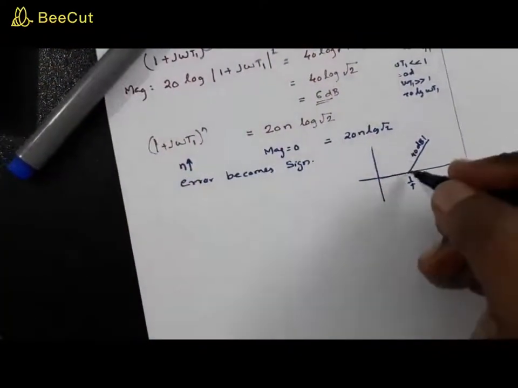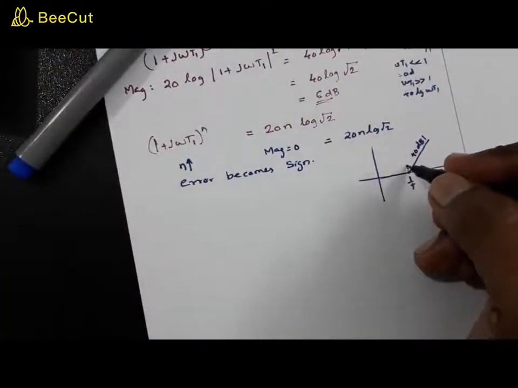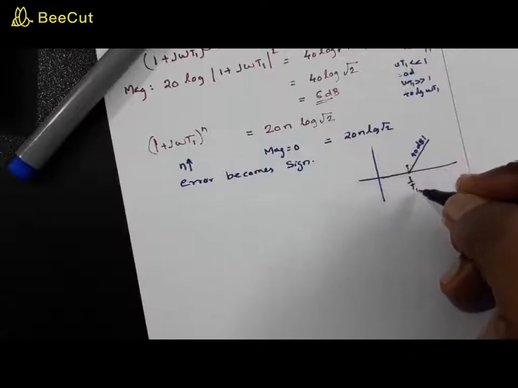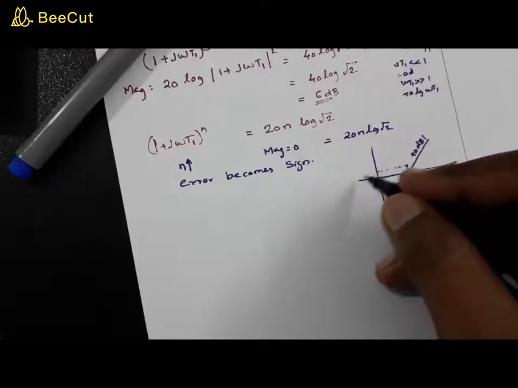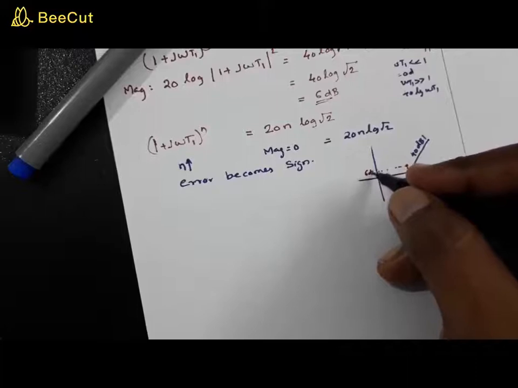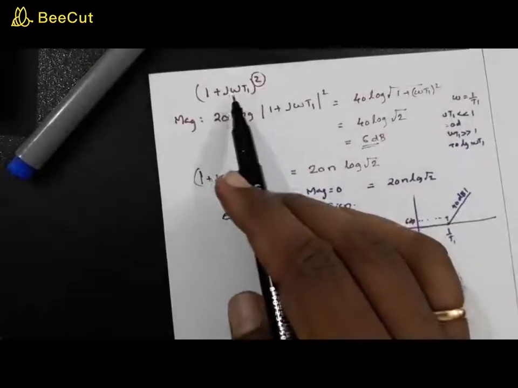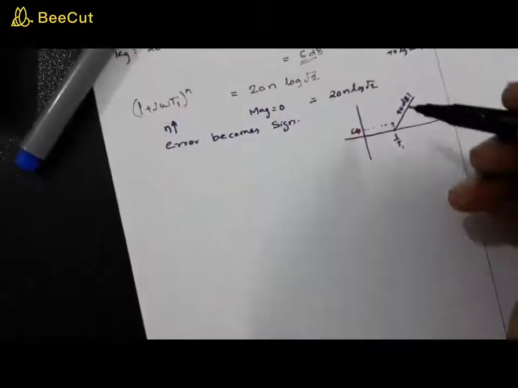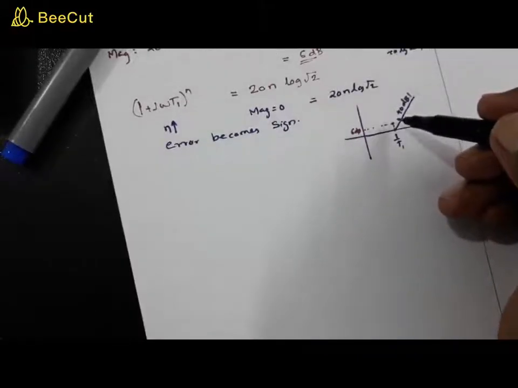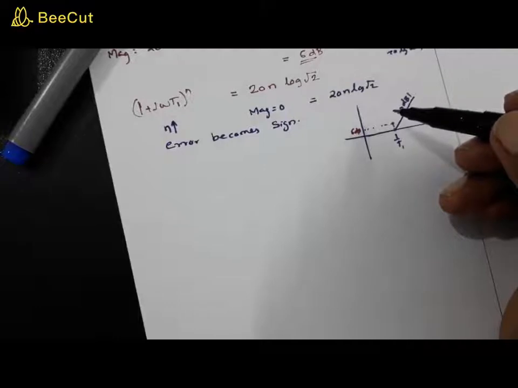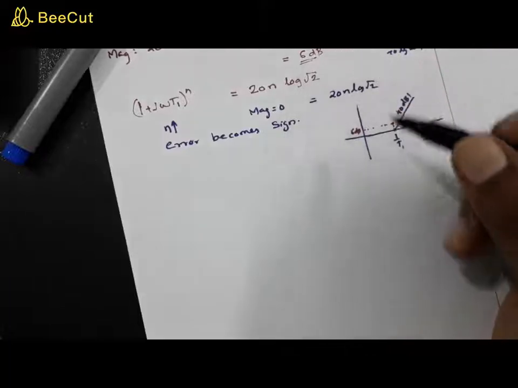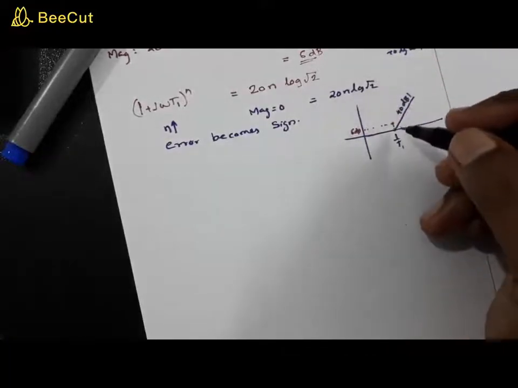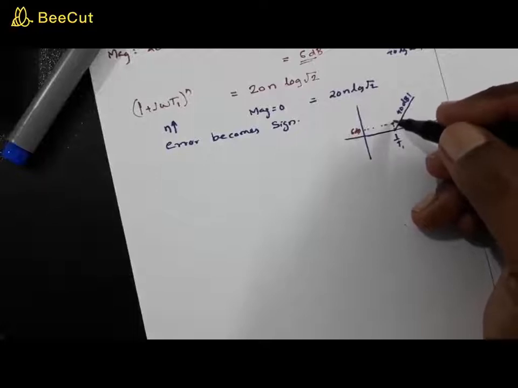But actually, in the graph you can see that at 1 by t1 the magnitude is not 0 dB, it will be somewhere over here. This is 6 dB, as we found out. Now if it had been (1 plus j omega t1) the whole cube, it would have been 20 into 3, or 3 times, which comes to around 9 dB. So at 1 by t1 it would have been like this.